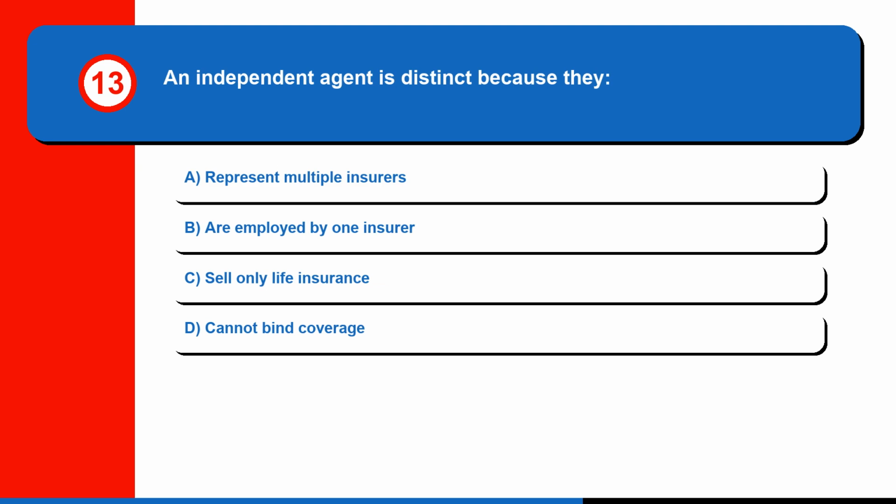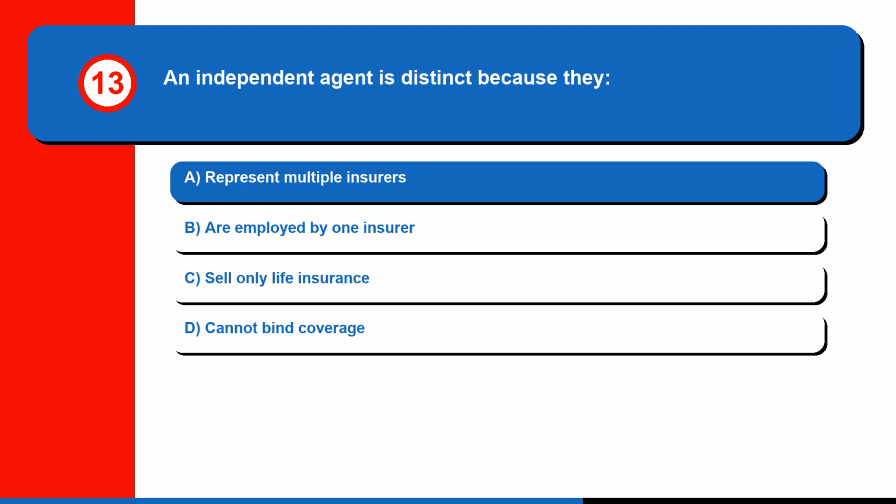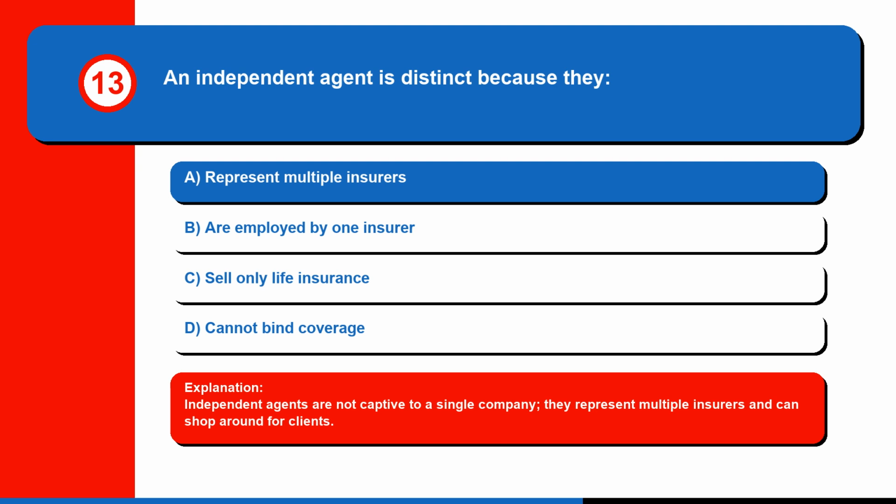Question 13. An independent agent is distinct because they A. Represent multiple insurers. B. Are employed by one insurer. C. Sell only life insurance. Or D. Cannot bind coverage. The correct answer is A. Represent multiple insurers. Independent agents are not captive to a single company, they represent multiple insurers and can shop around for clients.